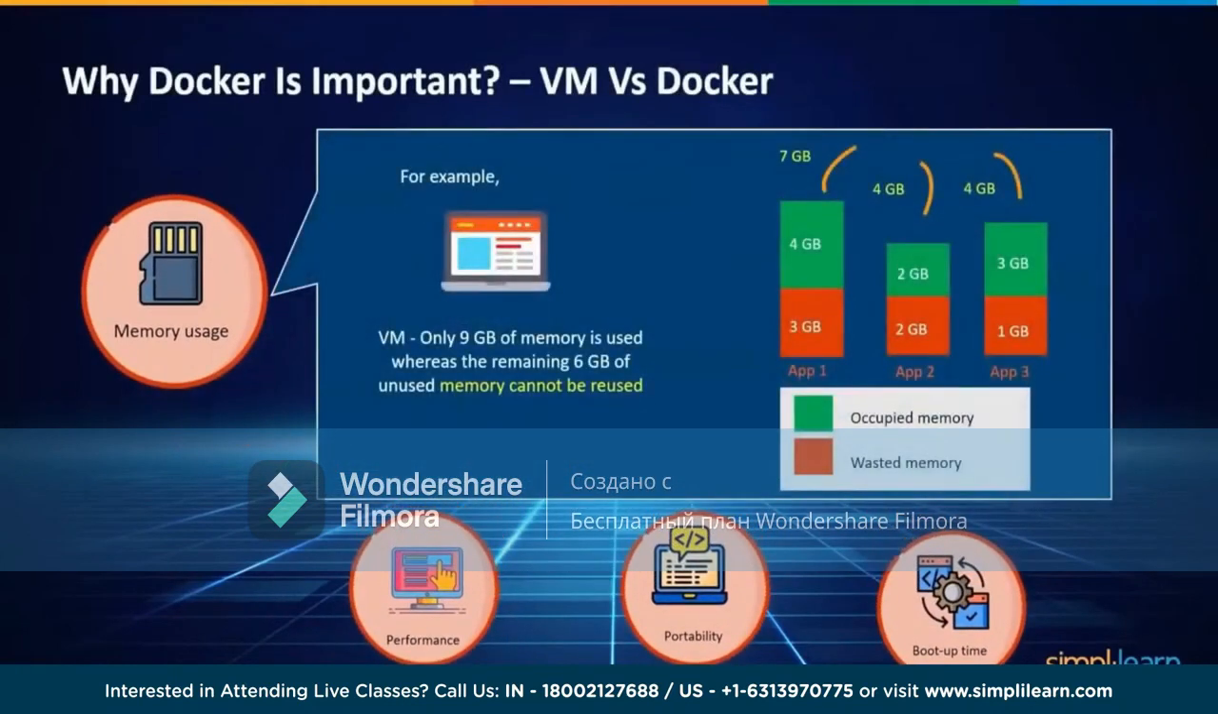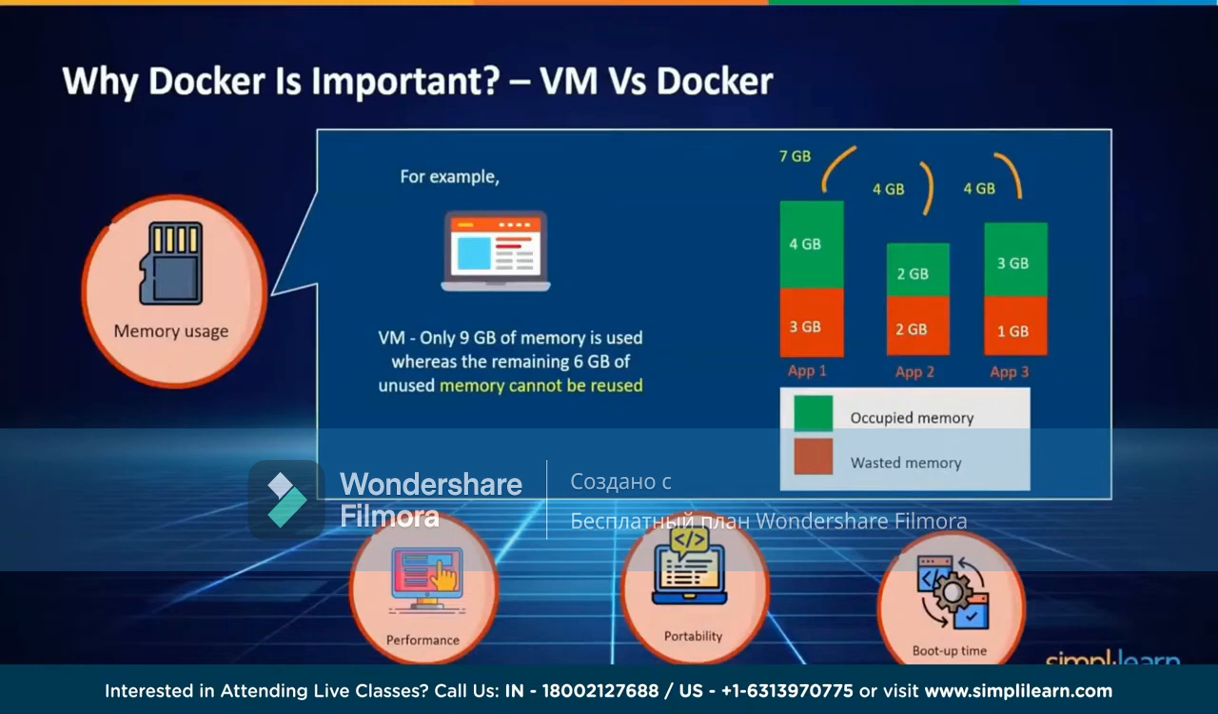For a classic example, let's look at memory usage, with 9 GB of memory in total. You can see app1, app2, and app3 there. The green and red colors represent the occupied memory and the wasted memory. Let's say there is a server where 3 GB of RAM is wasted and 4 GB of RAM is occupied. App 2 is using 2 GB, so that 2 GB of RAM is occupied, 3 GB is occupied, and the wasted one is 1 GB.